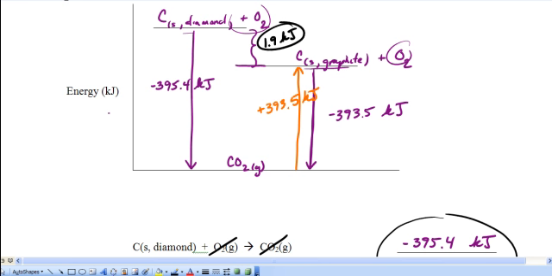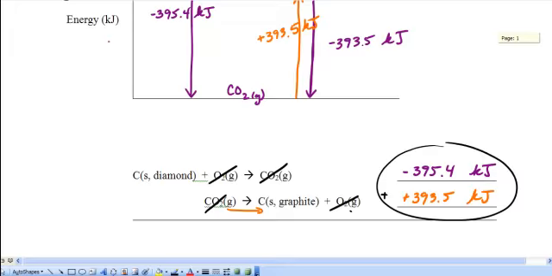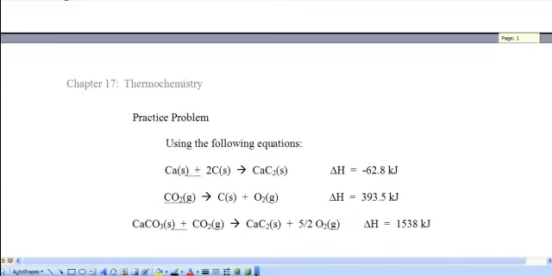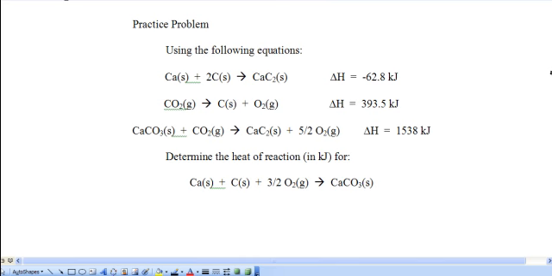Alright, that is basically what Hess's law boils down to, is the ability to add up equations and to determine the energy change by the sum of its steps. Alright, so let's go ahead and try this one out. Using the following equations, determine the heat of reaction for the given reaction. So here's how you would handle this, and it's kind of like a game.